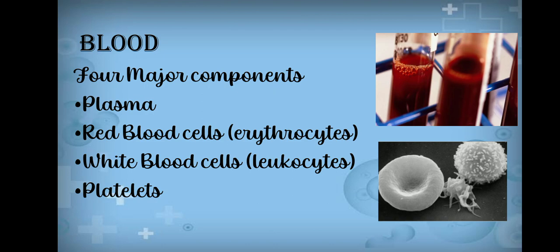Lastly, the platelets. Platelets are cells that clump together to form blood clots and help protect the body by preventing bleeding.